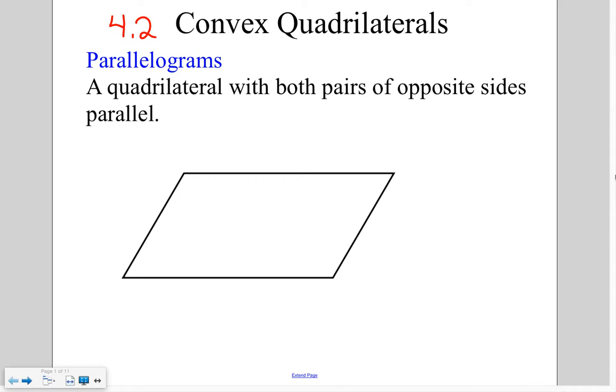So first of all, the definition is a quadrilateral with both pairs of opposite sides parallel. We can mark these sides with arrows that show the two pairs of parallel sides. Okay, you see the sides opposite one another are parallel.